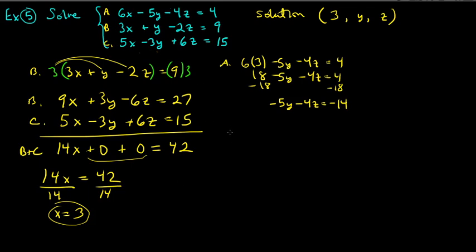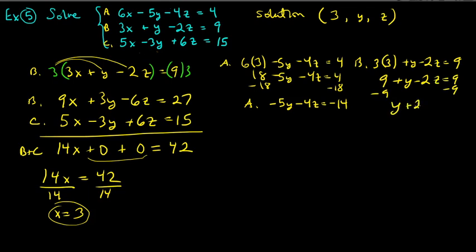So let's do that for equation B as well. If I have room on the right here, we have 3 times x, but x is 3, plus y minus 2z equals 9. So that's going to be 9 plus y minus 2z equals 9. Well, that's nice, 9 minus 9 is 0. So we get y, oops, not plus, minus 2z equals 0. And that was equation B.